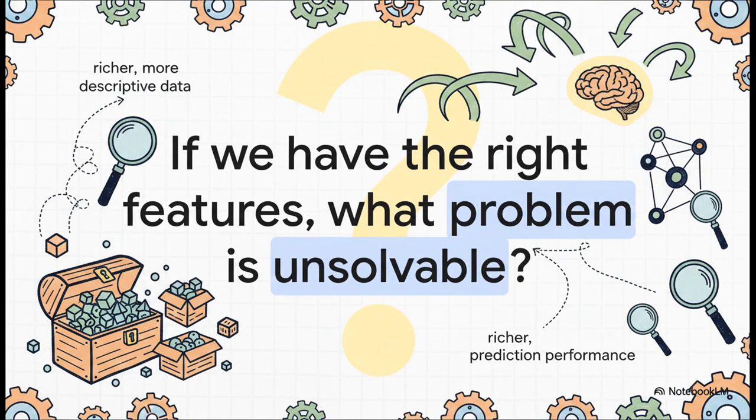What this framework really shows us is that the key to powerful prediction isn't just about having more data, it's about having richer, more descriptive data. Which, when you think about it, leaves us with a pretty powerful final thought. If we can truly describe anything with the right set of features, what prediction problems are actually out of our reach?